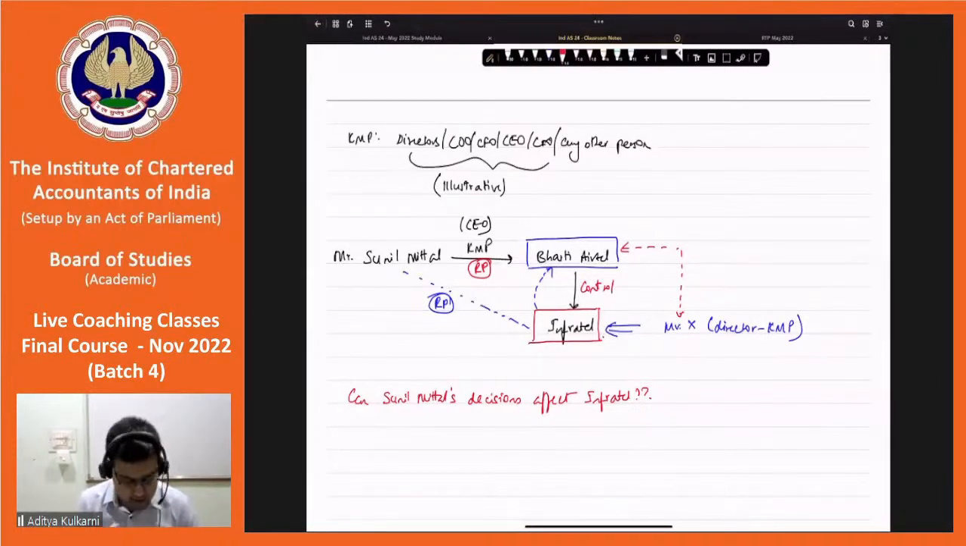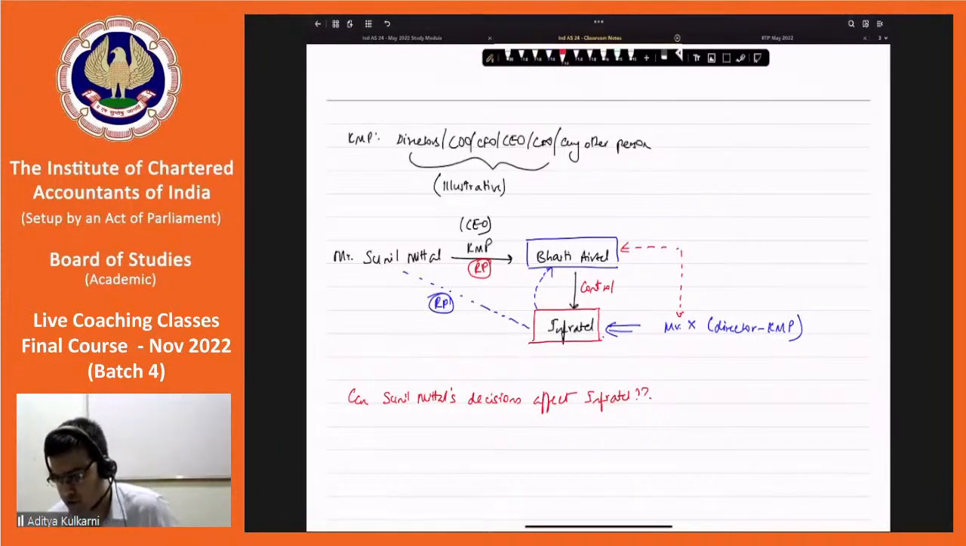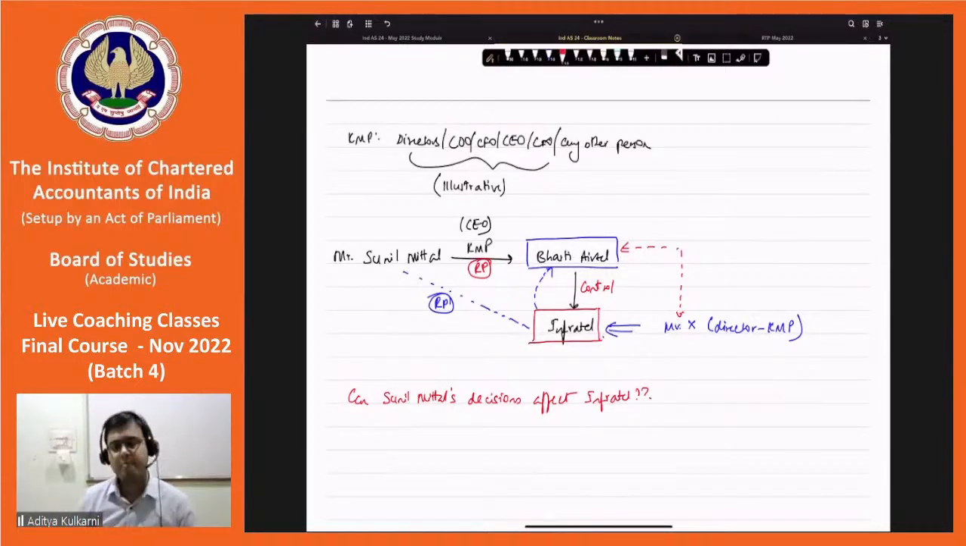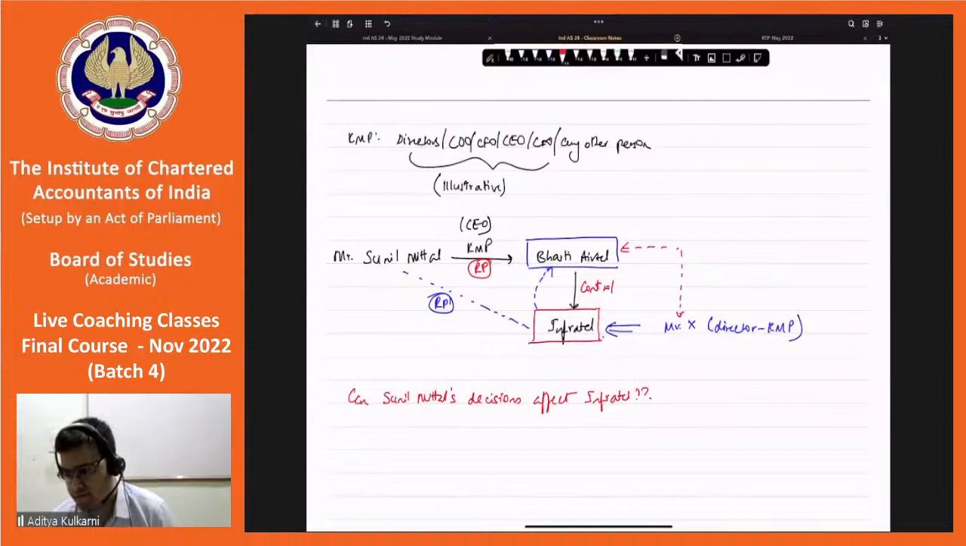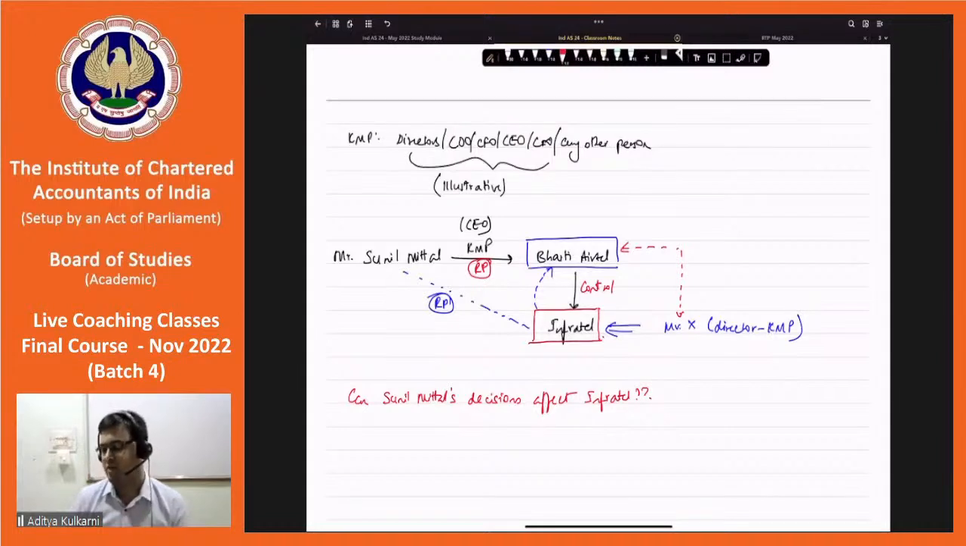Okay. Now the question is, is there any relationship between Mr. X, that is the KMP of the subsidiary, and the parent? Is there any relationship? Do you think that they are related? Come on, Mr. X and Bharti Airtel. आपको क्या लगता है, कोई रिलेशनशिप है या कोई रिलेशनशिप नहीं है? What do you think?